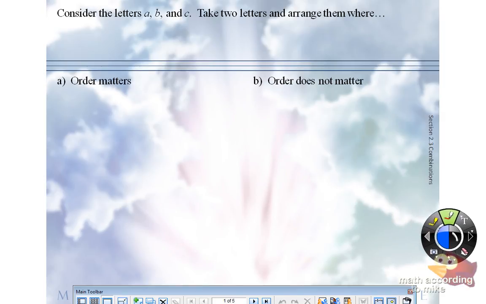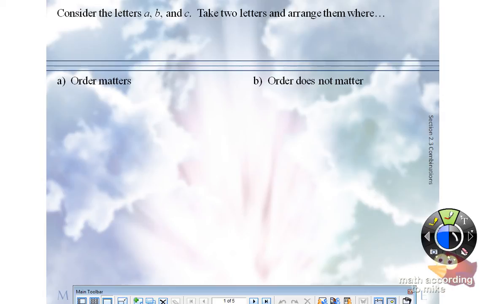Okay, for this one, what we're going to do is learn the difference between a permutation and a combination. Remember, a permutation is an ordered arrangement of distinct objects, and a combination is an unordered arrangement of distinct objects. So for this one, we're going to consider letters A, B, and C.